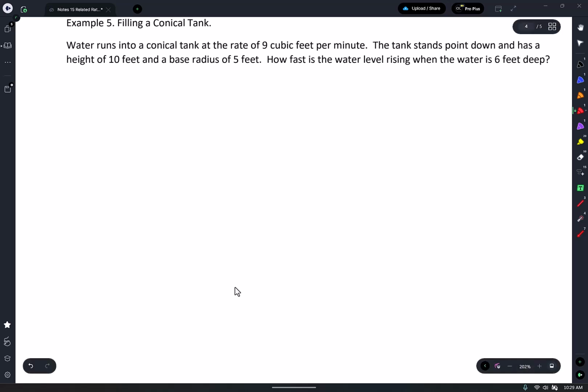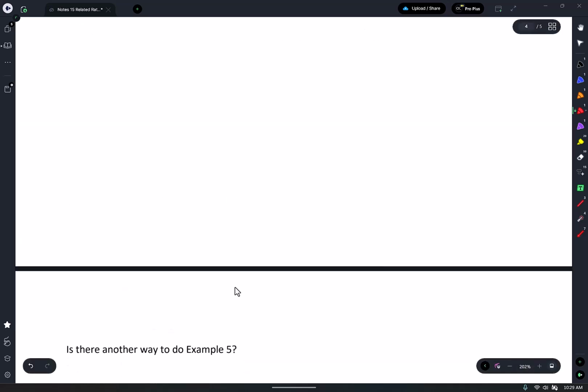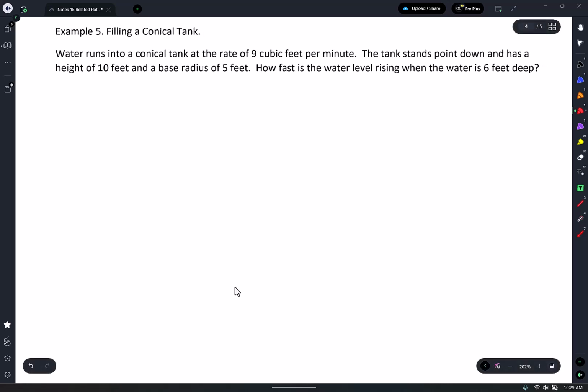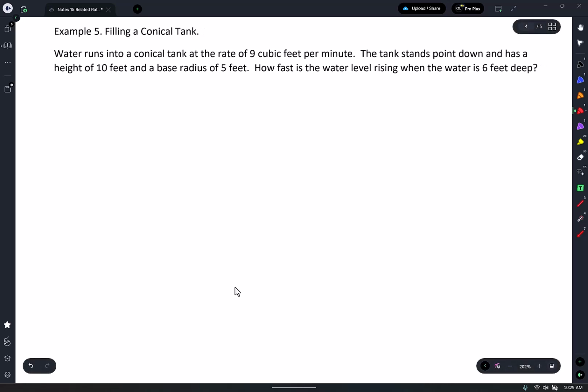Filling a conical tank. So we're close to the end. This one has 2 ways to do it. Of course, we have to show the hard way, guys. If for some reason it doesn't make sense to you, just slow down and we'll do it again.